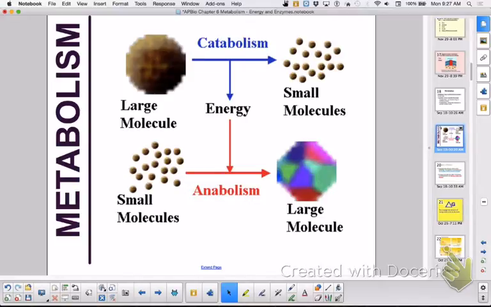So, catabolism and anabolism. When I see anabolism, I think of bad people doing what? Anabolic steroids. Yeah. What? I don't know what you're thinking. I don't want to know what you're thinking. Okay. I'm glad. I don't want to hear it.